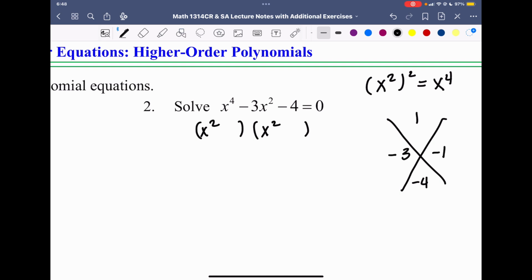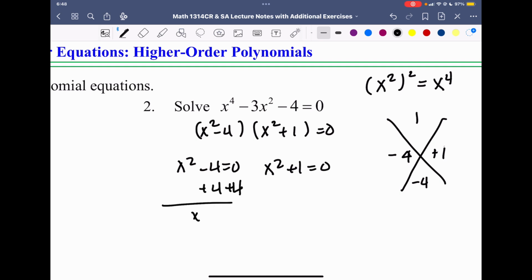So this is going to be, or actually, let me think about this. It's going to be negative 4 and positive 1. So negative 4 plus 1 equals 0. x squared minus 4 equals 0. x squared plus 1 equals 0. Add 4 to both sides. x squared equals 4. Square root of x squared, square root of 4. x equals positive and negative 2.